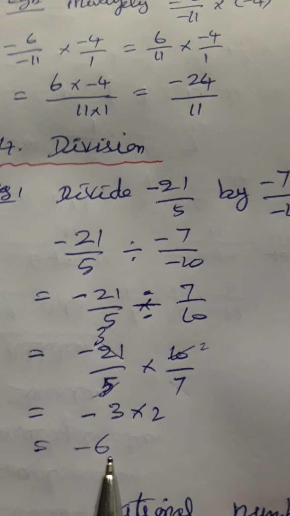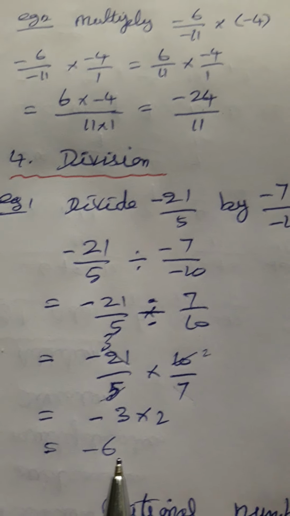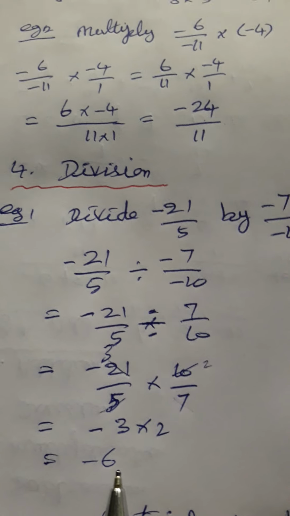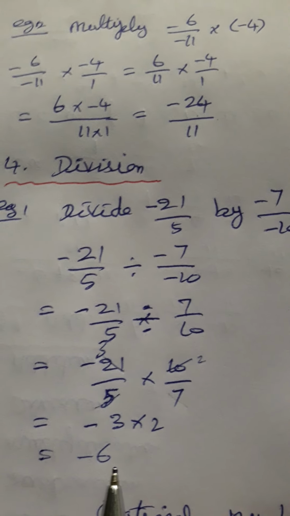So far we have seen 4 operations: addition, subtraction, and the third one is multiplication, and the fourth one is division.